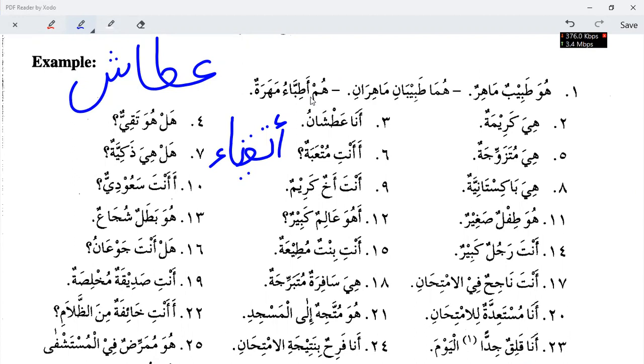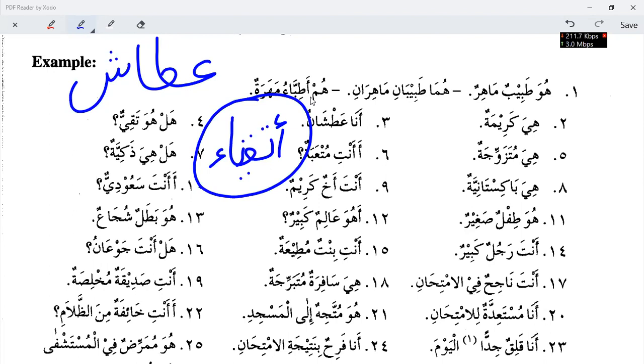Atkiya means using the plural, no? Yes, Atkiya is a plural form. Why not using it for Tibbau? I told you again. The rule is only for Jama Muzakkar Salim and Jama Munas Salim. The rest are broken plurals, and for broken plurals, there is no rule. We need to memorize them one by one. So we have to use Maharatun only. Okay. So the broken plurals are difficult.